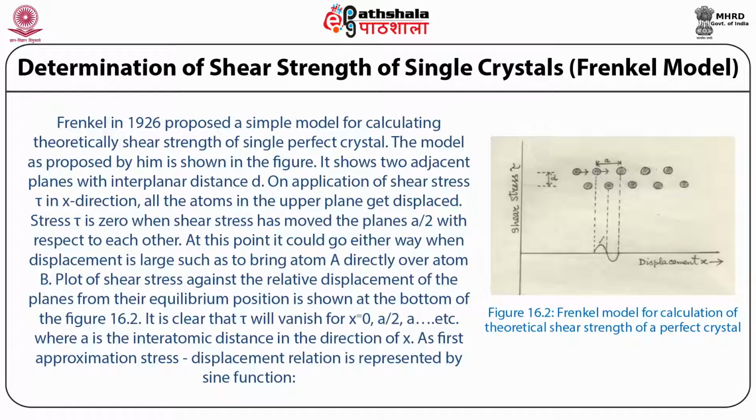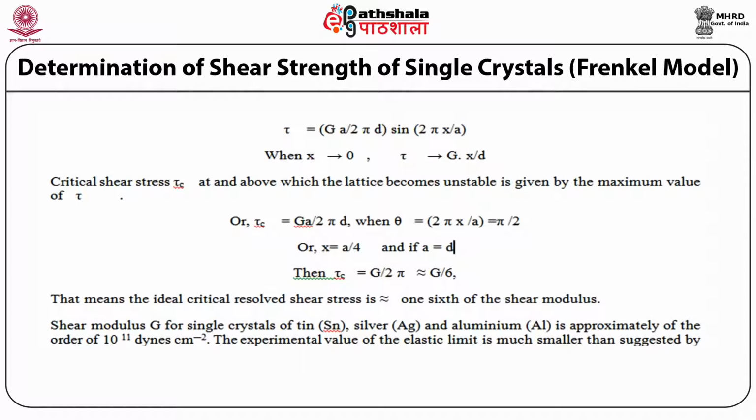As a first approximation, the stress displacement relation is represented by a sine function. Tau is equal to Ga upon 2 pi d into sine 2 pi x by a. When x tends to 0, tau tends to Gx upon d.